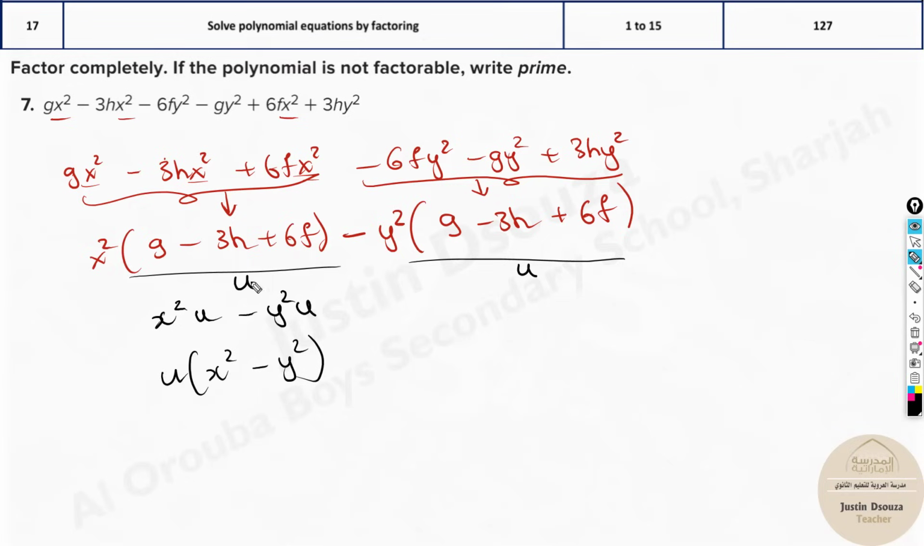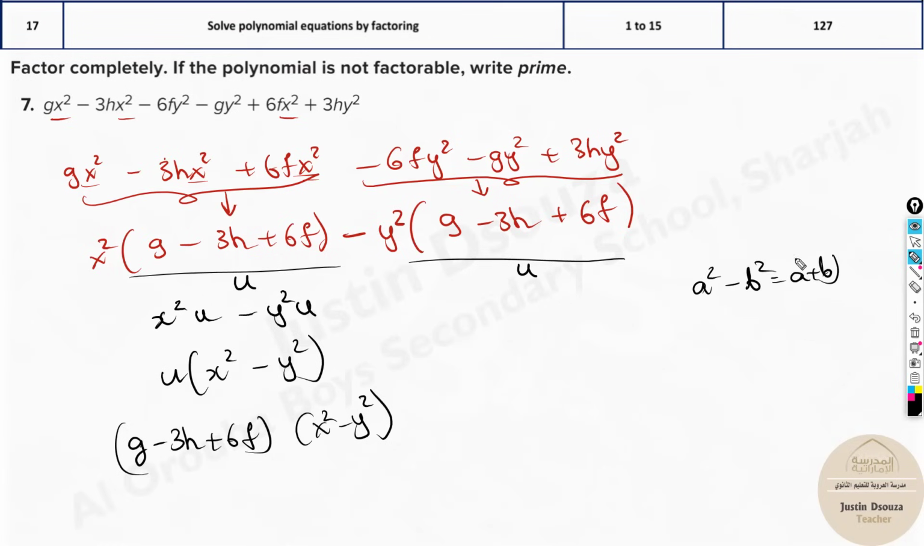So now I'll substitute what u was assumed to be. U was basically g minus 3h plus 6f, isn't it? Let me just substitute it back. And what is remaining over here? X squared minus y squared. I can't stop it, it's nearly done, but I can see here it's x squared minus y squared, and we know there is an a squared minus b squared formula. It's a plus b, a minus b.